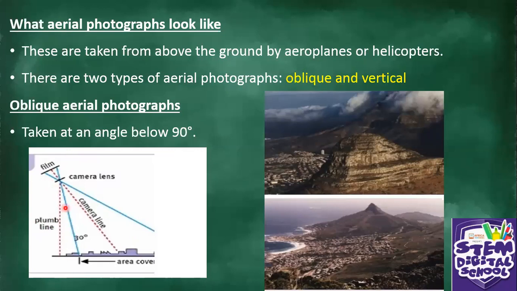So usually they take a side view of something. As you can see in these pictures, these are oblique aerial photographs, these two. So they are not taken directly above these features. As you can see, these are the mountains, okay? So the side view is taken. That's why this diagram is showing slanted. So these are called oblique aerial photographs.